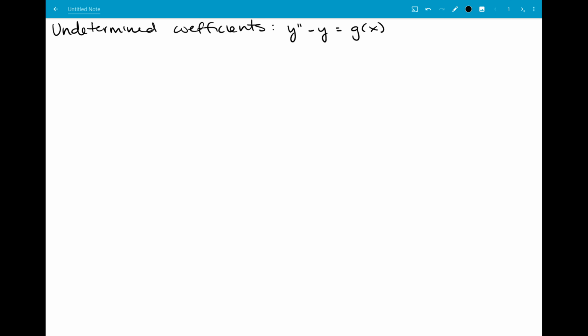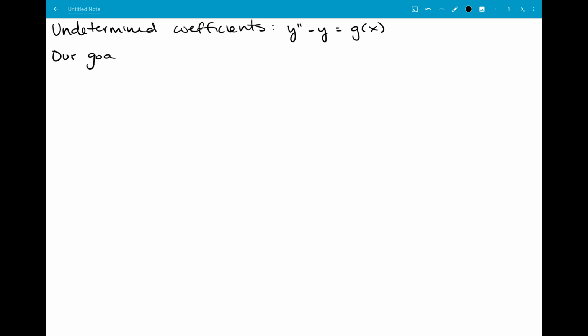All right, so the request that I got for review this section was just to talk about how we build y sub p in undetermined coefficient problems. So the example I'll be talking about is us trying to solve some y double prime minus y equal to g of x. And real quick, I'm going to talk about building intuition for how we construct y sub p, and then we'll look at a couple examples.